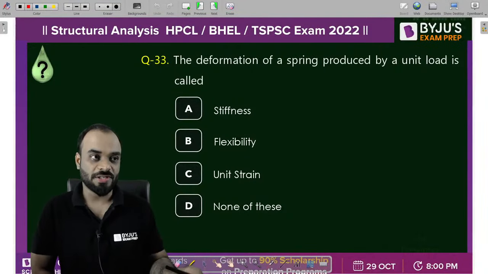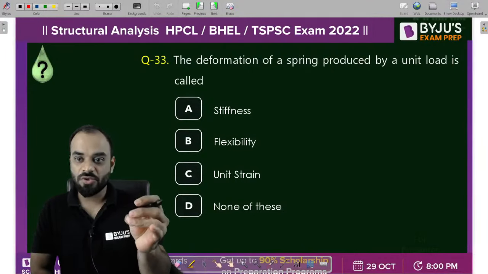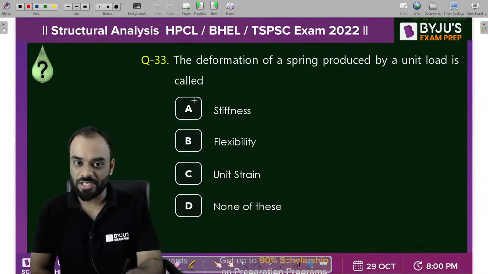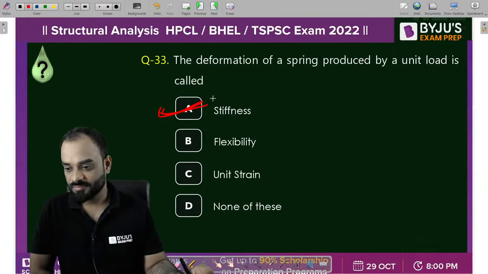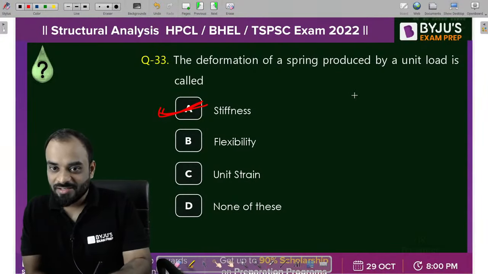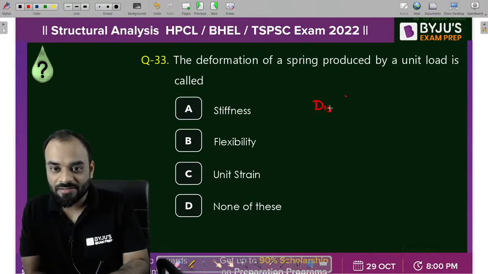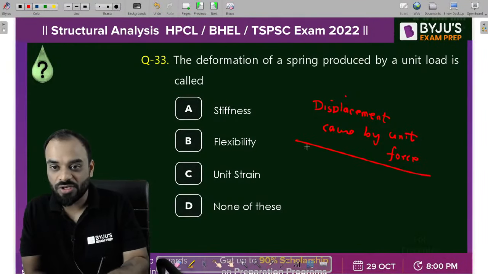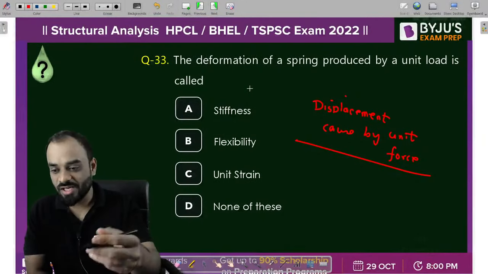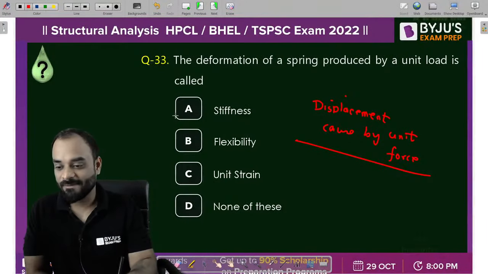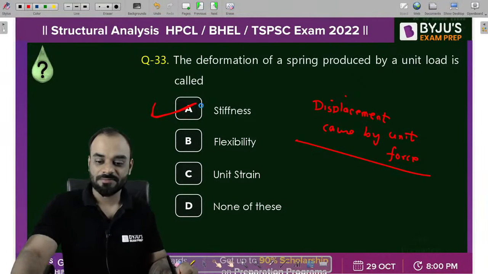Let me explain both the terminology. Stiffness means what? It is the displacement caused by unit force. That means A is the correct answer. Or B? Let me explain once again. The displacement caused by unit force is known as what? Stiffness. Now tell me, guys, the correct answer is what? A or B? It should be A. Stiffness.